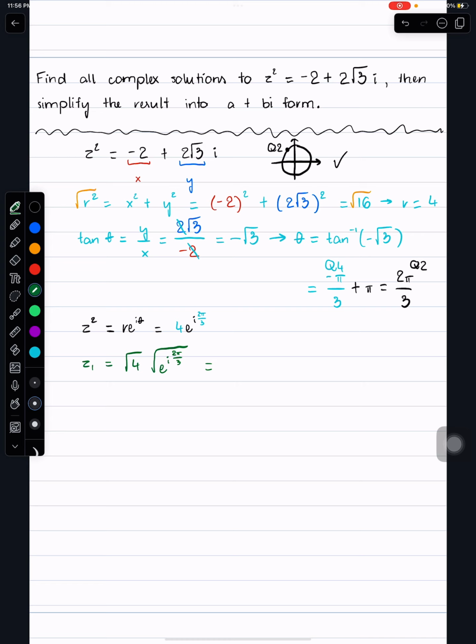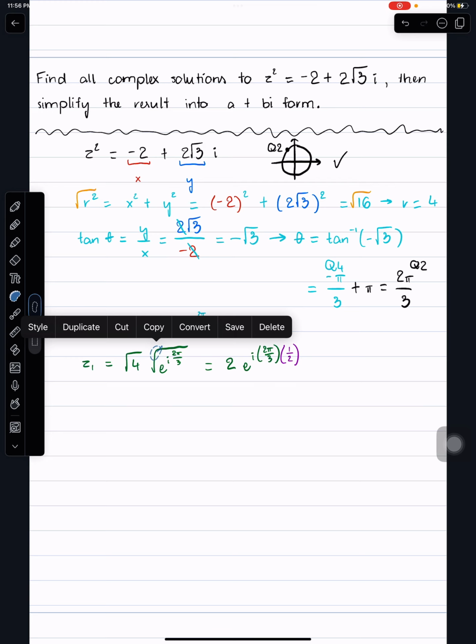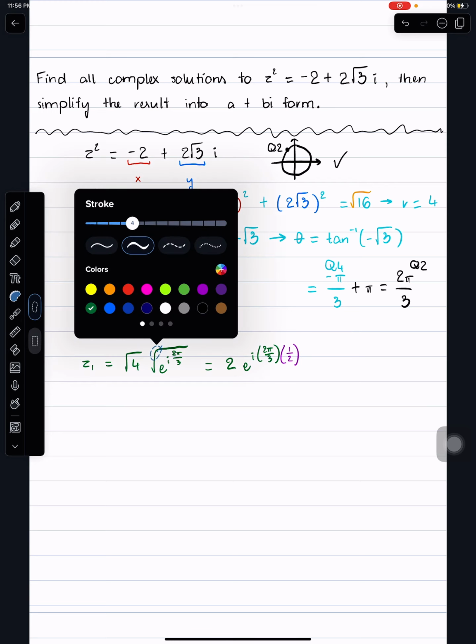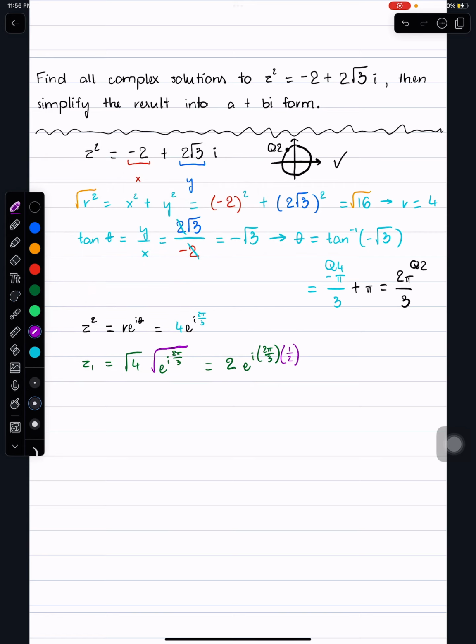Right, we know that square root of 4 is a 2, right? For the other part, let's do e to the i 2 pi over 3 times a half. And this half is coming from the square root, okay? So let me change the square root to be purple. So you know that this is how we had the 1/2 on the other side. Okay? And then after that, let's simplify it further, right? So we're going to get 2 and then e, i, and then the new angle in here, in a calculator, it's going to give you pi over 3.